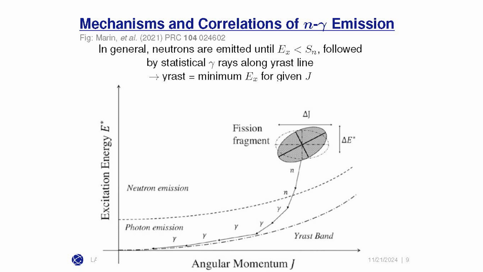Spelled YRAST, pronounced ERAST because of Swedish origins, I'm led to believe. Maybe that's not true, but this is where things stand for our understanding of why neutrons come first, then gammas, and what kind of neutrons and gammas we expect.